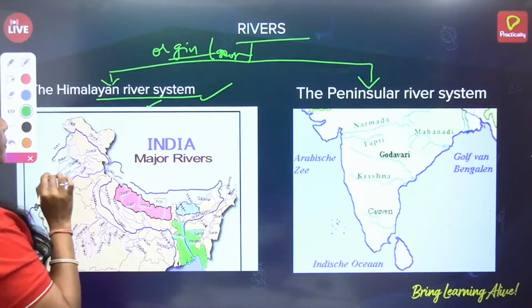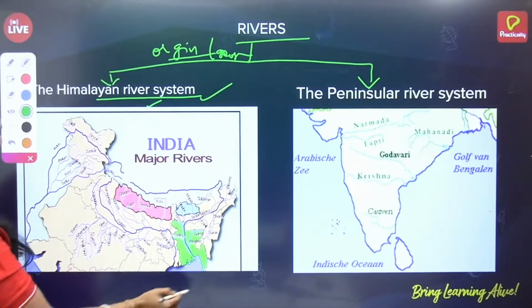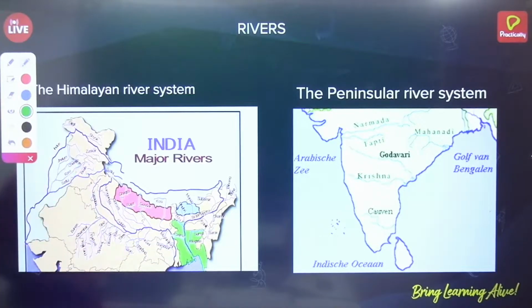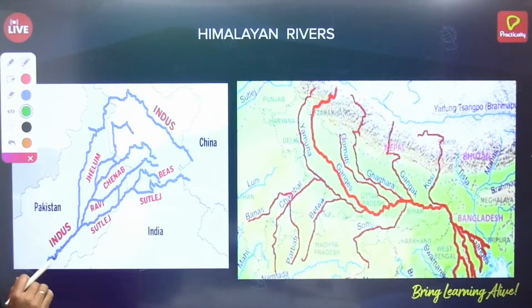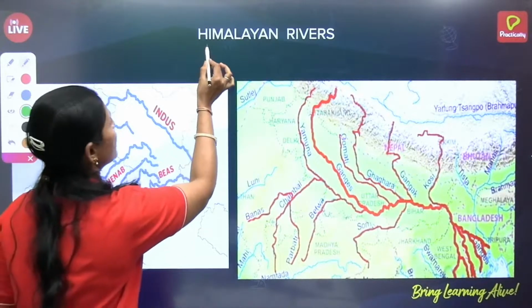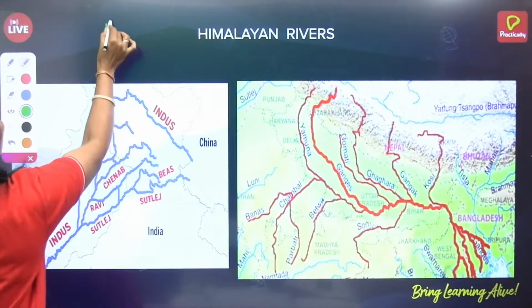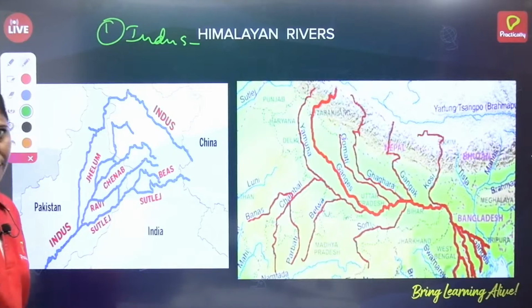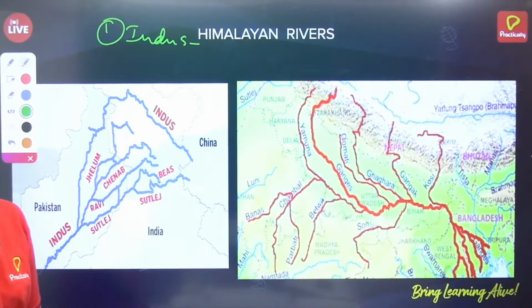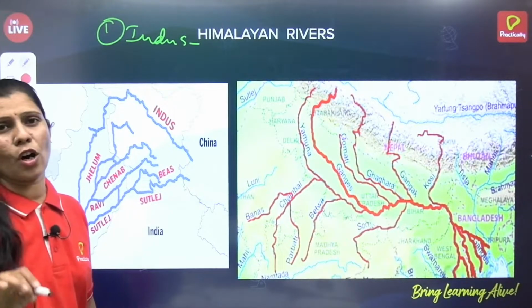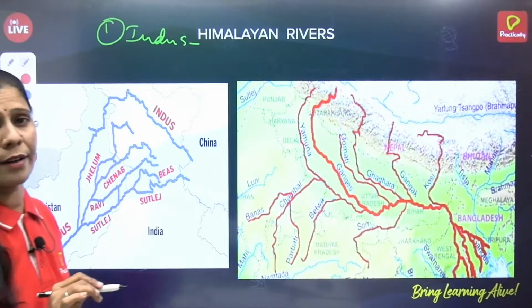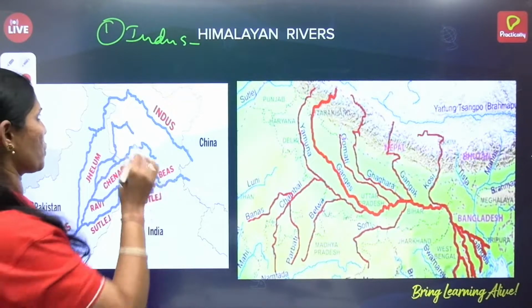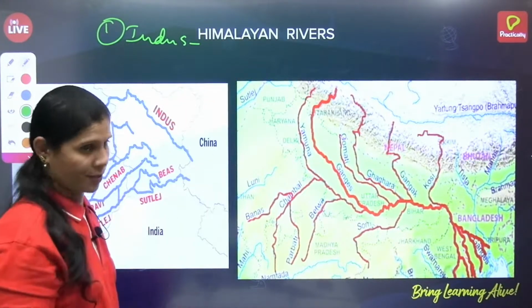Coming to the Himalayan rivers, let us go into detail. The Himalayan rivers are three. The first one is the Indus and its tributaries. I have told you what tributaries are: small streams which join the larger one. That means Indus and its branches, you can say.